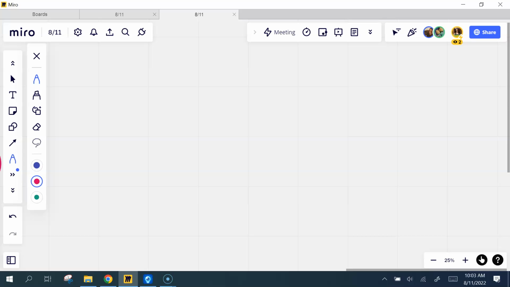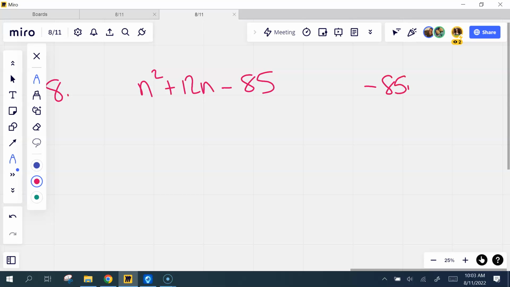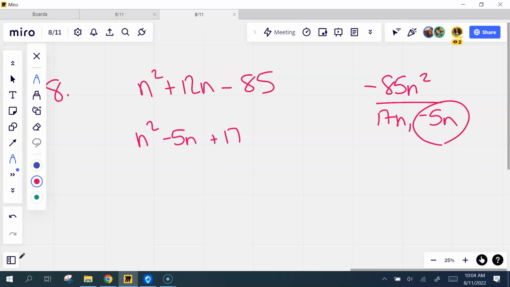Number 8, sure. Can you tell me what it is? No GCF here. First and last together gives me negative 85n squared. What multiplies to negative 85 but adds to 12? 17 and negative 5. There you go. That works. I'm going to throw this one in first because I like to do my negative first. That way I don't have to worry about changing signs, but you can do it however you'd like. Minus 5n. Plus, today's going to be all about shortcuts. I'm going to show you a shortcut for this one too.